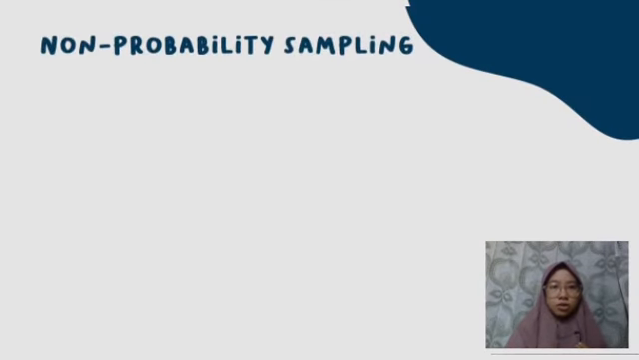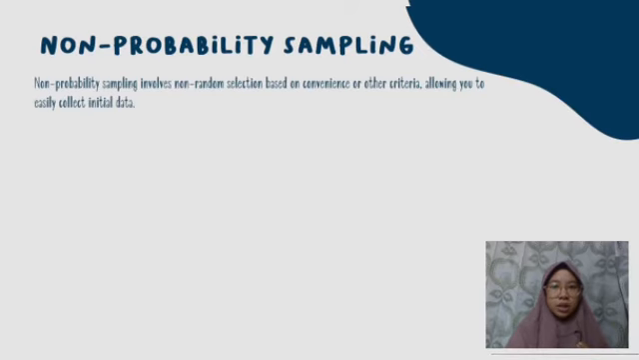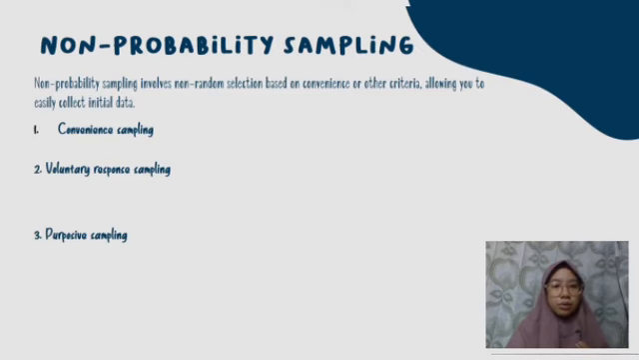Next is about non-probability sampling. Non-probability sampling involves non-random selection based on convenience or other criteria, allowing you to easily collect initial data. There are four. First is convenience sampling, second is voluntary response sampling, third is purposive sampling, and the last is snowball sampling.